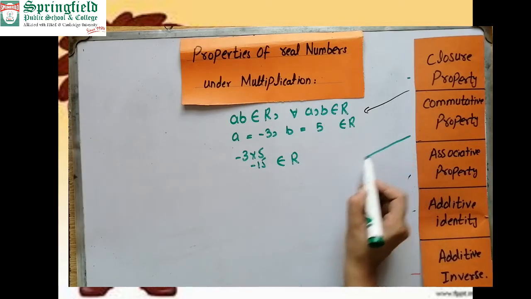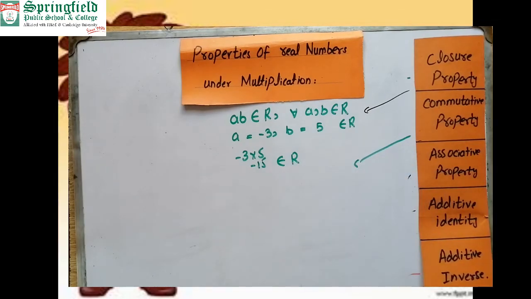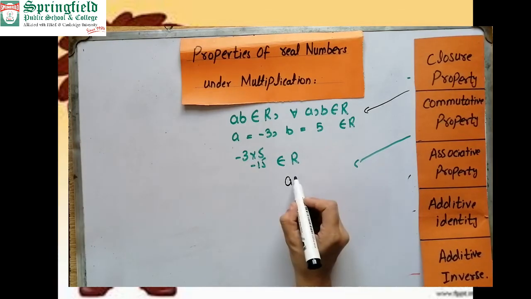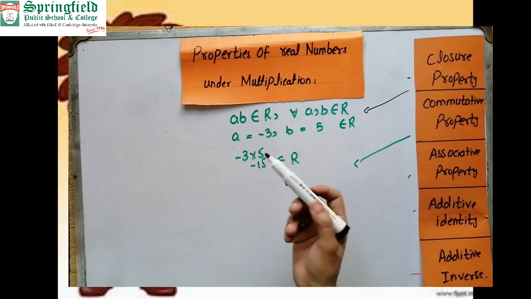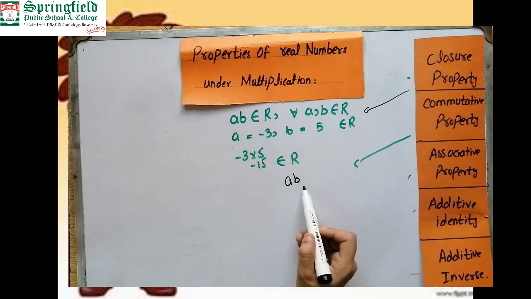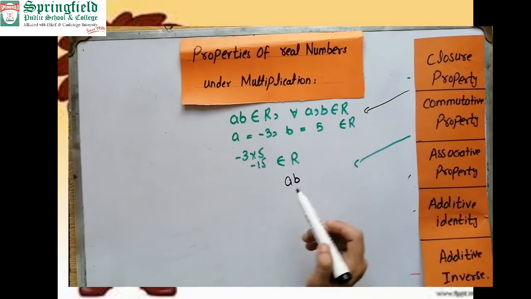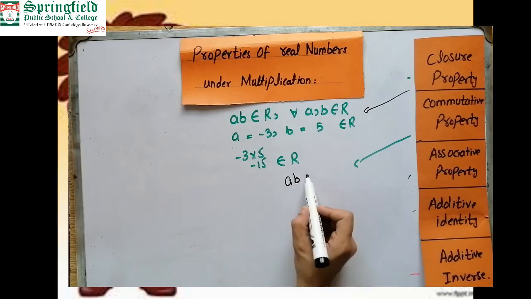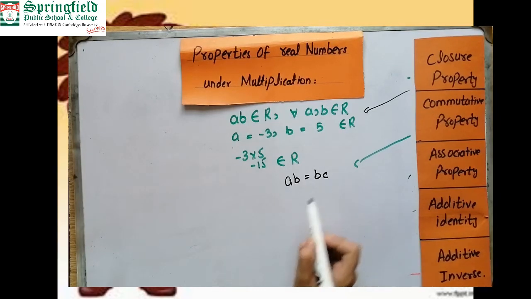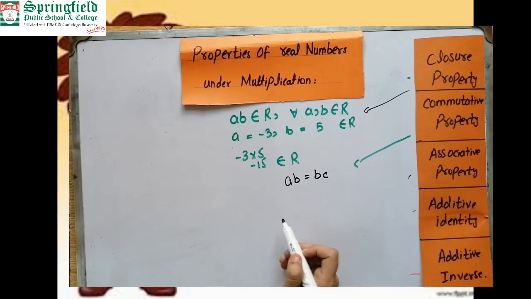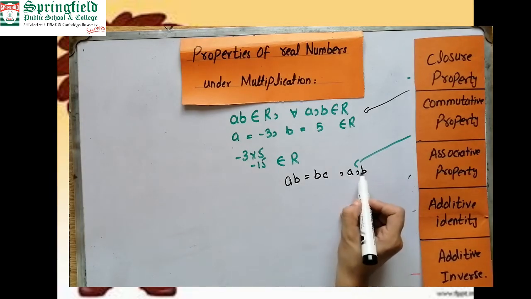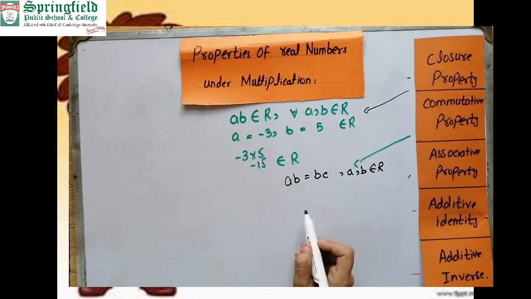Understood? And now come to the second, the commutative property under multiplication. Commutative property means, as we already discussed under addition, A plus B, and here we are talking about multiplication. Under multiplication, the product of AB must be equal to the product of BA when both A and B belong to real numbers.